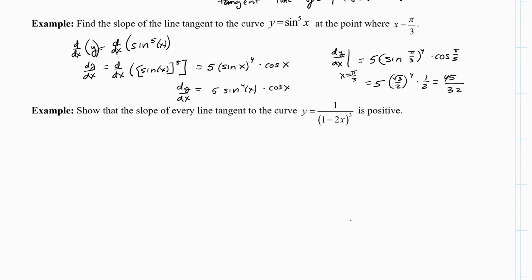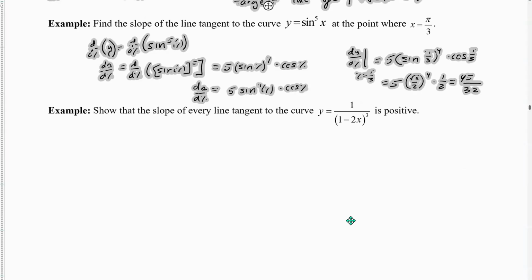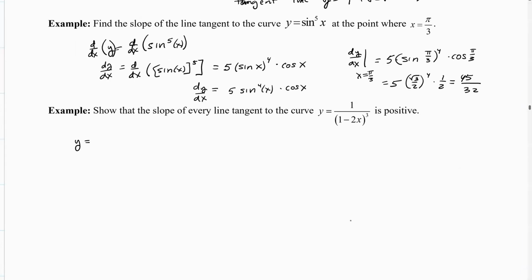Show that the slope of every tangent line to this curve is positive. Now, you may be thinking, that looks like a fraction, I could use the quotient rule. And you would be right. But maybe, just maybe, it's easier to do this problem if we think of it as a composite function. Since there's only a constant in the top, how about we just say this is equivalent to 1 minus 2x to the negative third power. And then I'll take the derivative of both sides with respect to x.